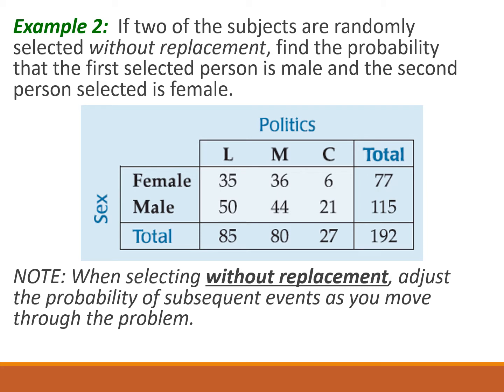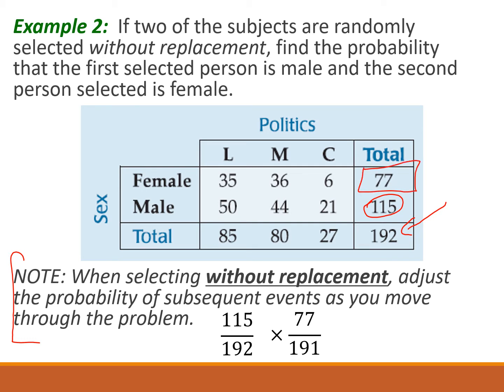Down at the bottom here, we see a note that says, if we're choosing without replacement, we need to make sure we adjust any probabilities as we move through the problem. What that means is, for example, when we choose a male, we want to choose one of these 115 subjects out of 192. Okay, but once we do that, we're no longer choosing from 192 subjects because we've taken one of the males out. There's only 191 people left. So for the second trial, now we're choosing 77 females out of 191 total people because that one male is gone from the first trial. That gives us our answer, 0.241.